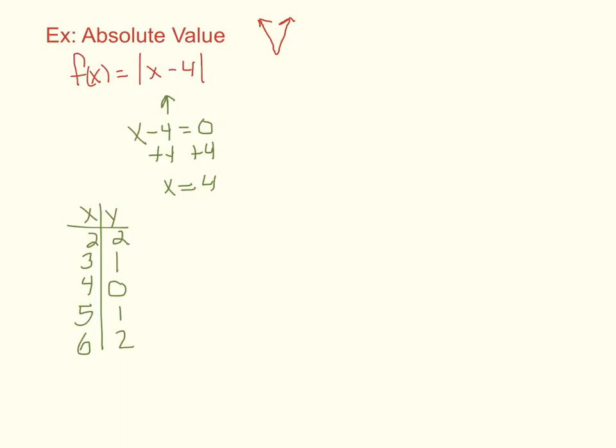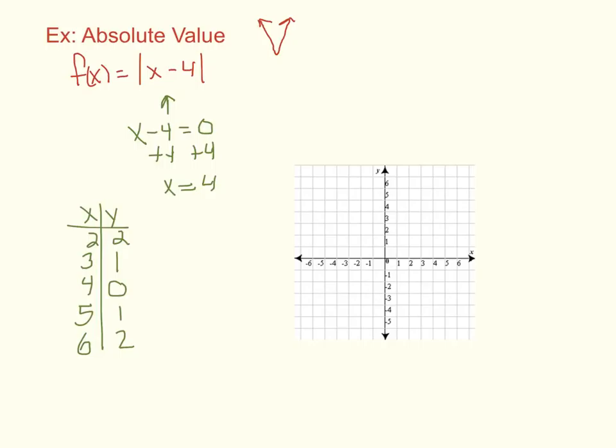So now we're going to go ahead and we are going to graph this. So if we go ahead and graph this, I'm going to have the ordered pair 2, 2. I'm going to have the ordered pair 3, 1, 4, 0, 5, 1, and 6, 2. I can connect those like so. It should be V-shaped, it should look like that.